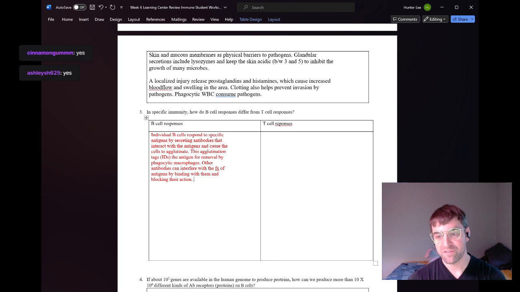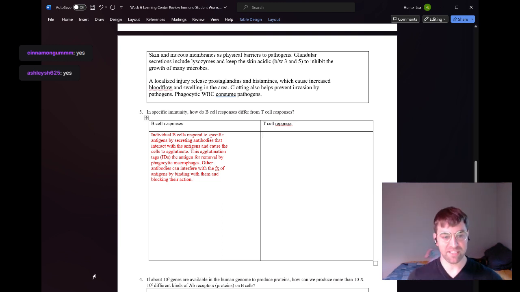Other antibodies can interfere with the function of antigens by binding with them and blocking their action. So you have two actions here related to B cells. You have marking it and causing this agglutination so that macrophages know to consume it, and then you can also, through that marking, have antibodies that interfere with the function of the antigens just by binding with them and rendering them non-functional.